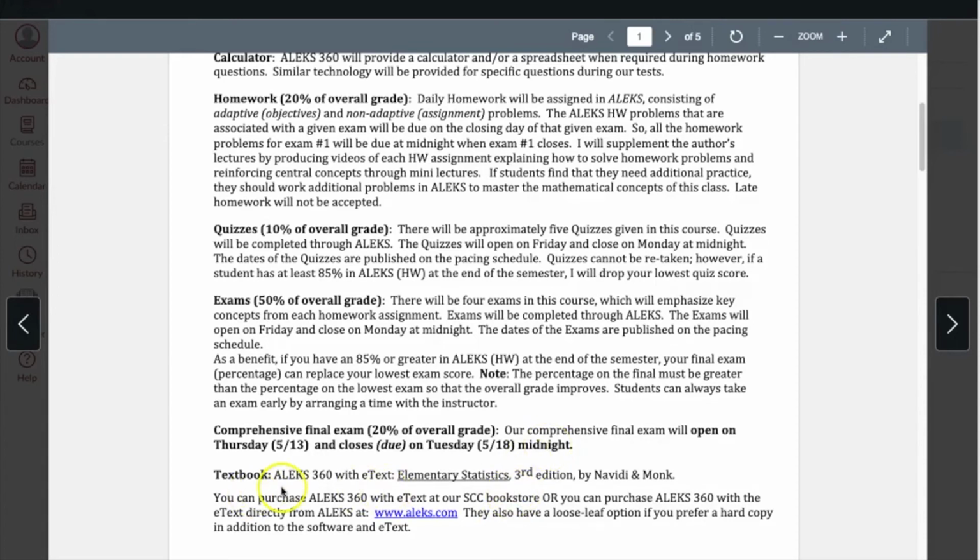Okay, our textbook is called Elementary Statistics, 3rd edition by Navidi and Monk. What's required is that you get an ALEKS 360 account, and I'll show you how to do that, with the e-text. That's minimum. If you're a person that wants a hard copy, you can get a hard copy through the website, which is always the cheaper way than going to our bookstore. The bookstore, I believe, marks up by 20% or something like that.